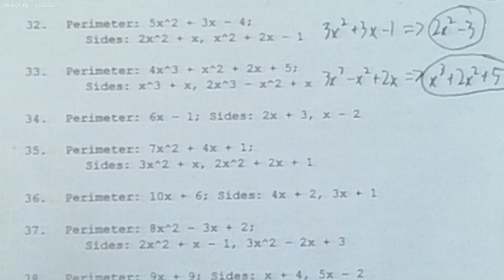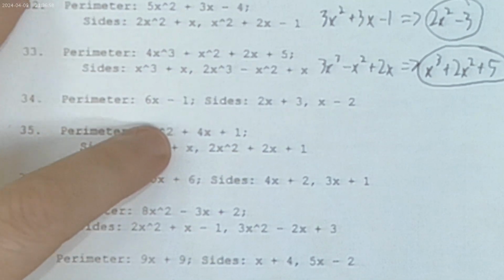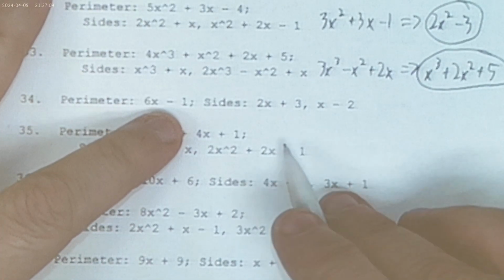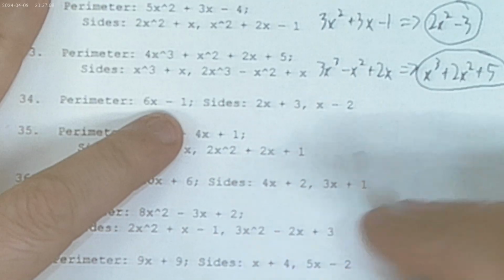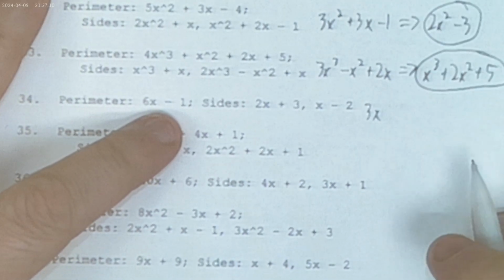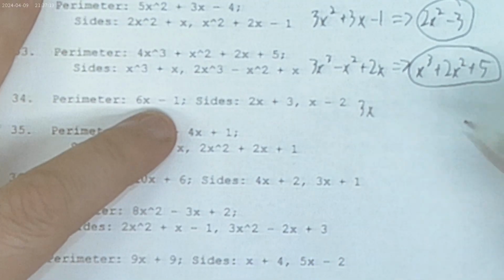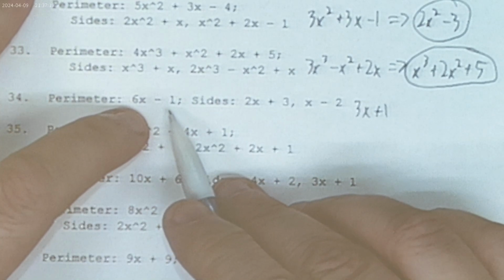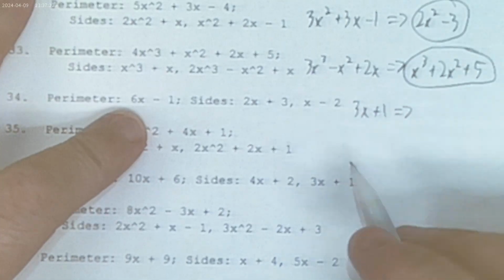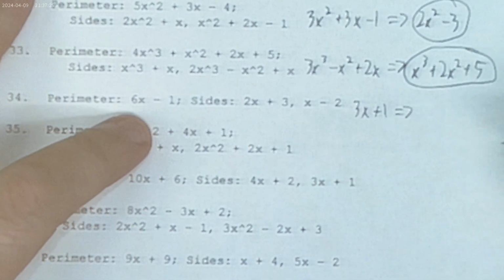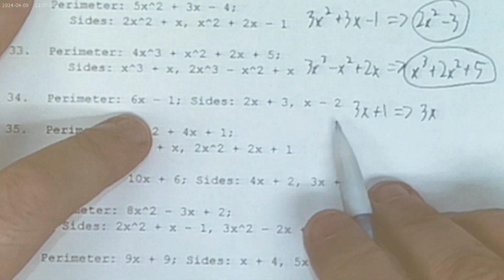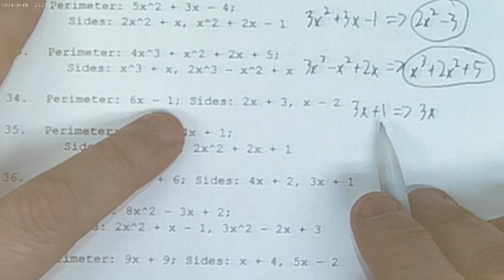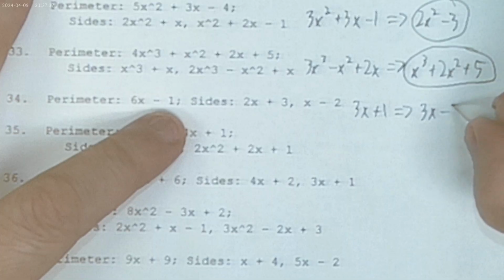All right. So we've got our perimeter is 6x minus 1, and then the sides are 2x plus 3 and x minus 2. Again, we're just going to add up the sides. So 2x plus x, that gives me 3x. And then 3 minus 2 is plus 1. If the perimeter is 6x minus 1, then what that means is I have to go from 3x to 6x, I have to add 3x. And then to go from positive 1 to negative 1, I have to subtract 2.